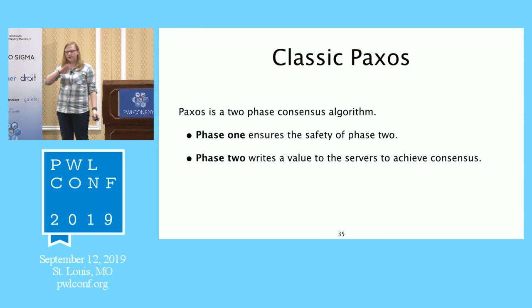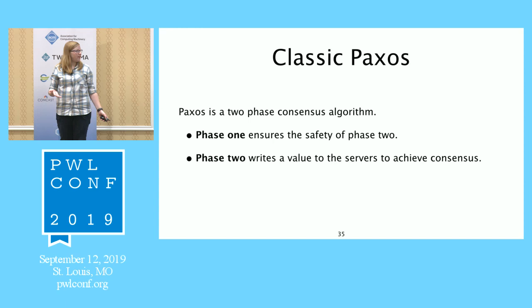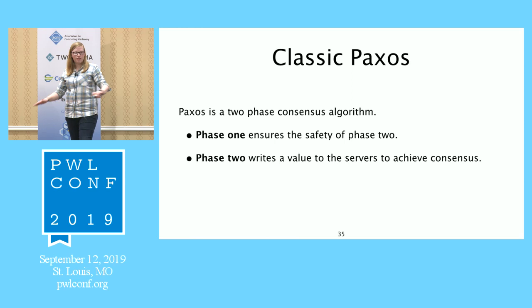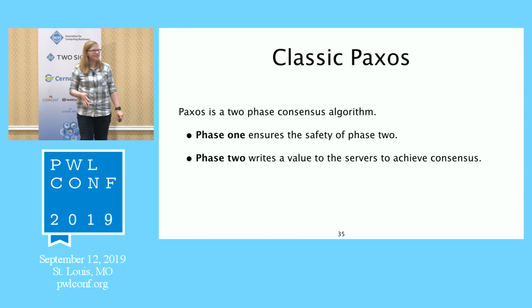So at the high level, Paxos is a two-phase algorithm, which means it can make a decision in two round trips. It may take more than that, but two is the minimum that we're going to have to do. And this first phase of the algorithm just ensures safety. It doesn't actually do anything useful towards consensus. All it does is implement those two rules we saw before.